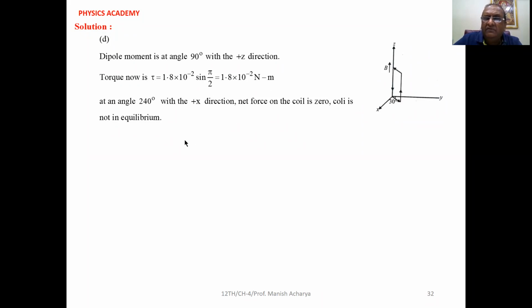Okay. And now if you think about the direction, then that will be at an angle 240 with the positive x direction, because with respect to the positive direction, you have to take the angle in the anti-clockwise direction always. And the net force is again 0. And when torque is acting, it implies that the coil will be rotated. So it is not in equilibrium.